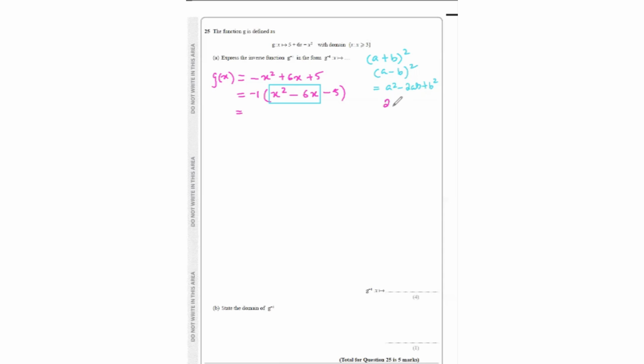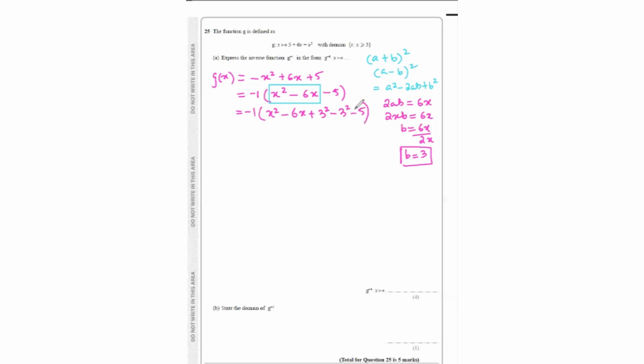So let's put 2ab equal to 6x. a is x, so 2xb equals 6x. b would be 6x divided by 2x, and that's going to give us 3, which means we will introduce plus 3 squared over here because that's going to be our b squared, but we will also do minus 3 squared.